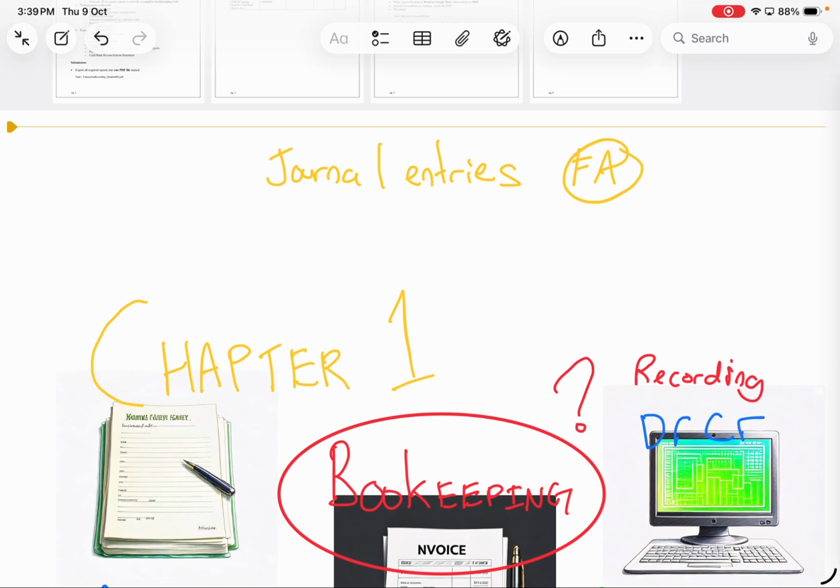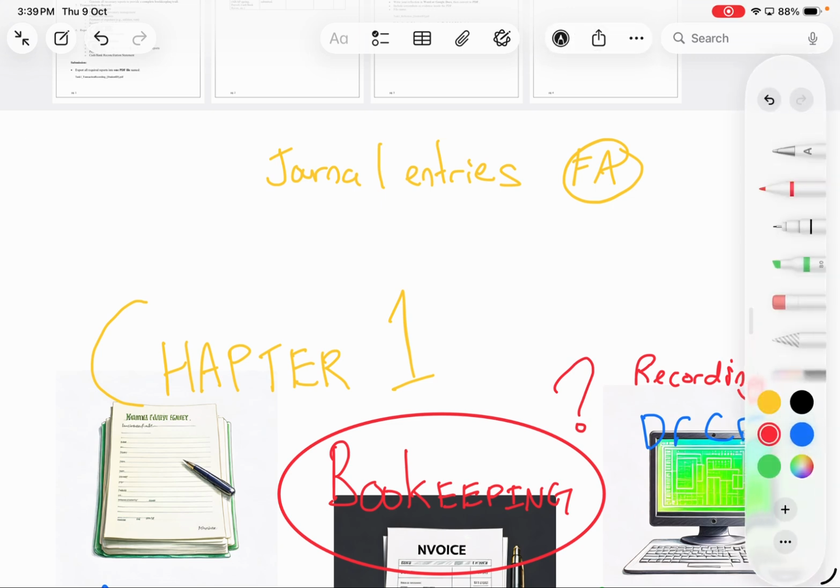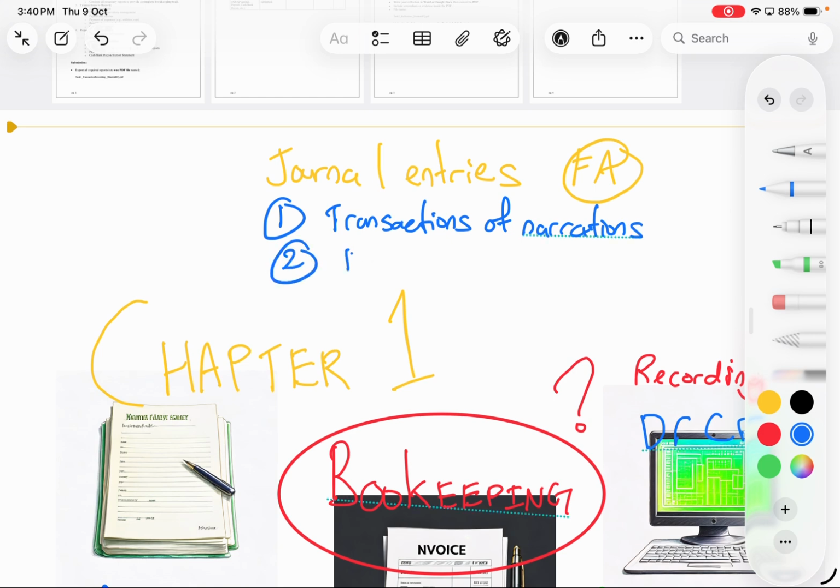In your practice, what do you see? Is it number 1, transactions or narrations, or number 2, the source documents? In your first financial accounting, when you do the journal entry, what do you see? You see directions like Mr. A buys a product from company ABC. Do you see also the invoices? No. So you straight away start with this one.